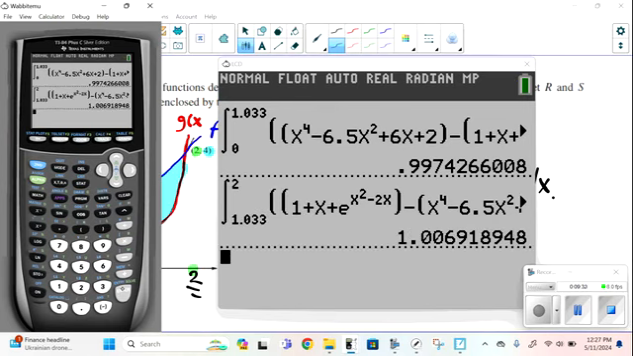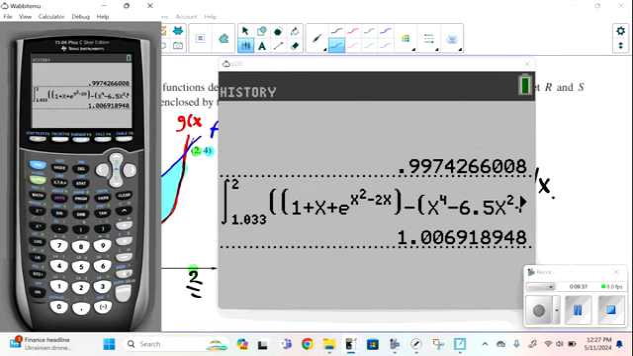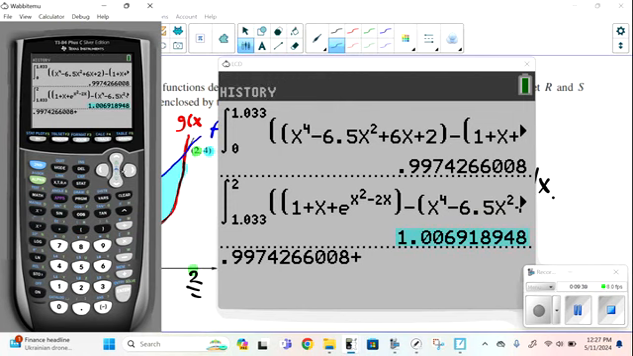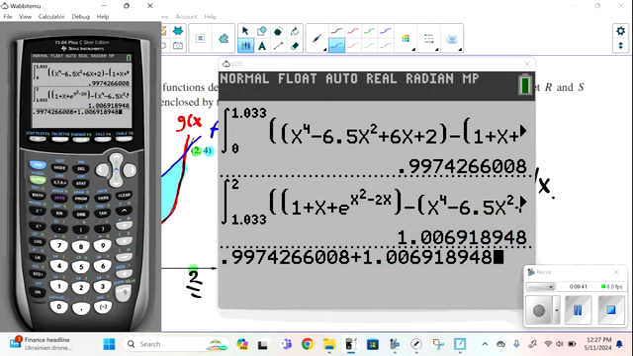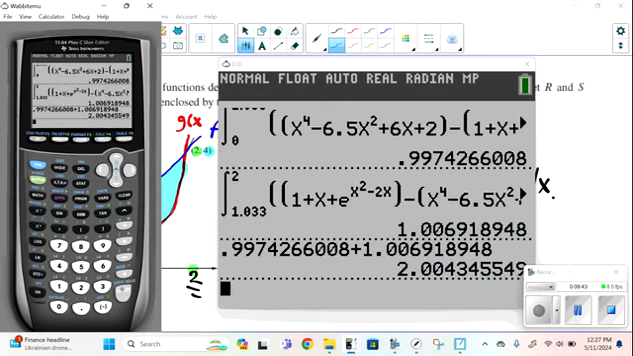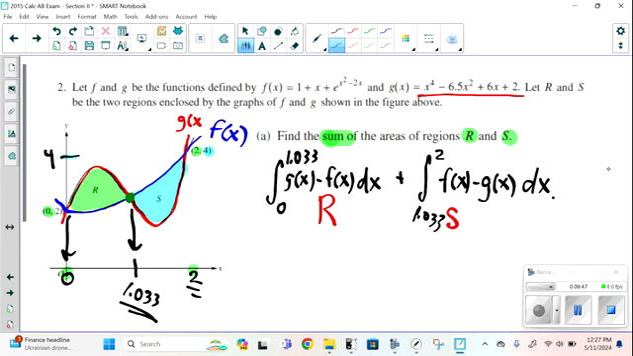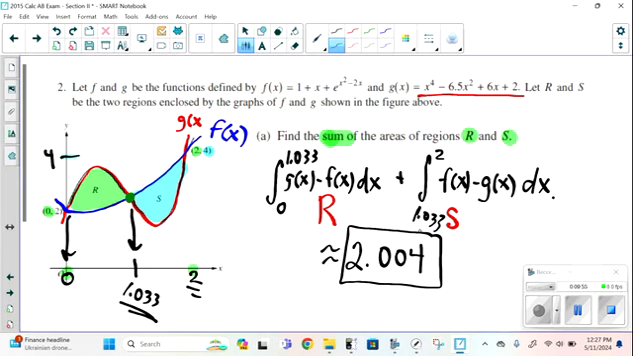There we go. So I'm going to add those two together. Those are my two integrals. This plus this. 2.004. That is approximately 2.004. That was a lot of typing in the calculator just to get that problem, but who cares? Just make sure you type it in correct.